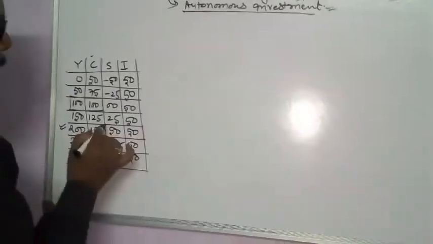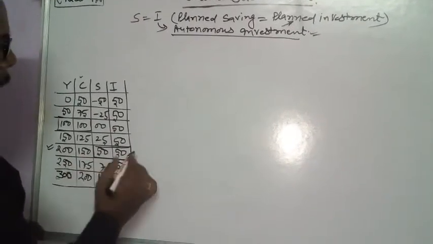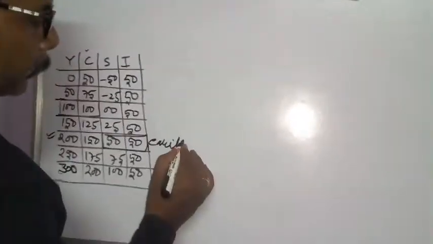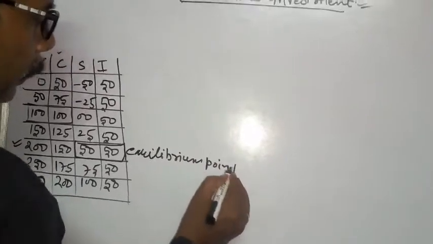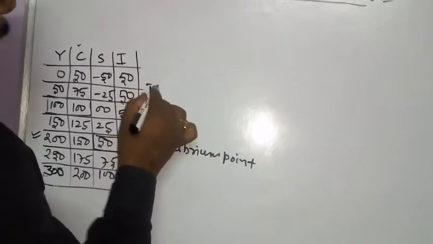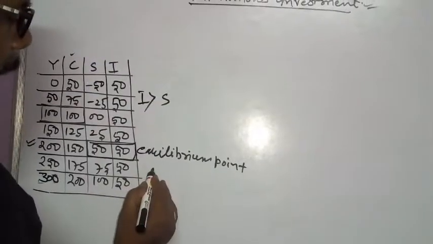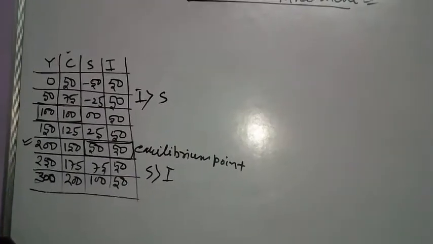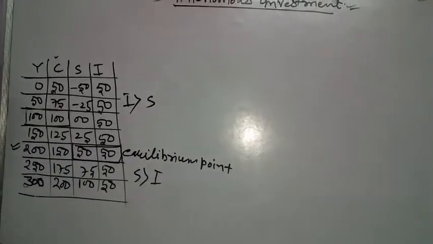So this is the point where saving and investment both are equal, and that is known as the equilibrium point. Clear? Before it, we find that investment is greater than saving, and after the equilibrium point we find that S is greater than I, saving is greater than investment. Okay, so it can also be determined with the help of a particular diagram.